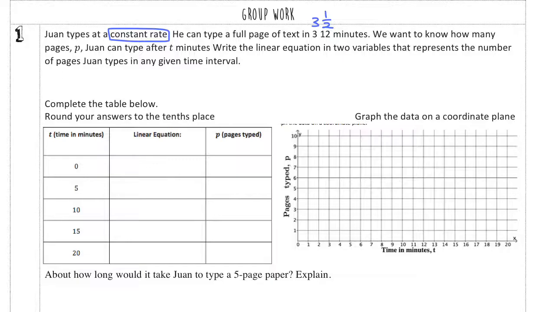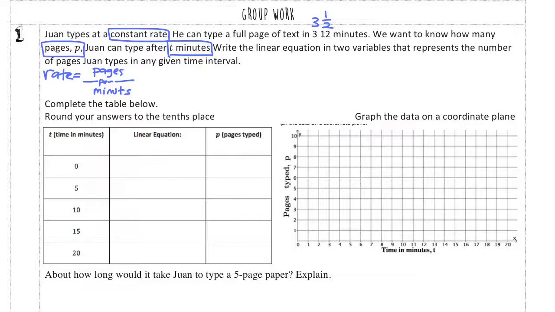Okay, we want to know how many pages, P, Juan can type after T minutes. They're letting us know that P is for the number of pages and T is for the number of minutes. So let's first talk about our rate. Our rate should be our pages per minute. So that means pages over minutes, kind of like we were doing distance over time in our last lesson.